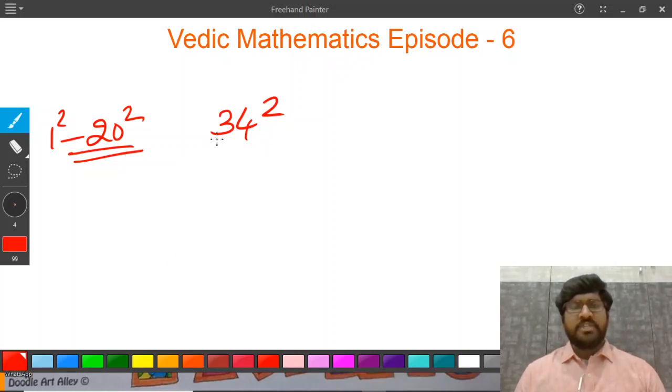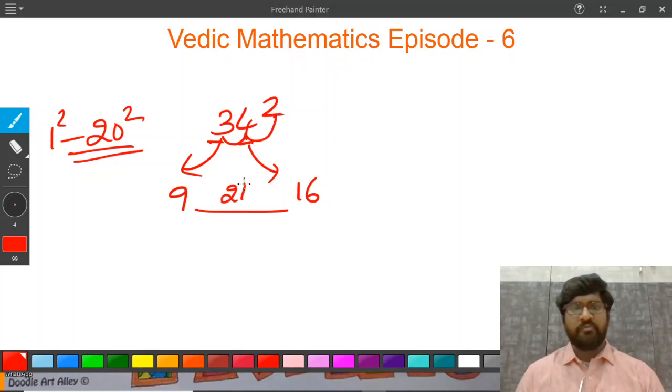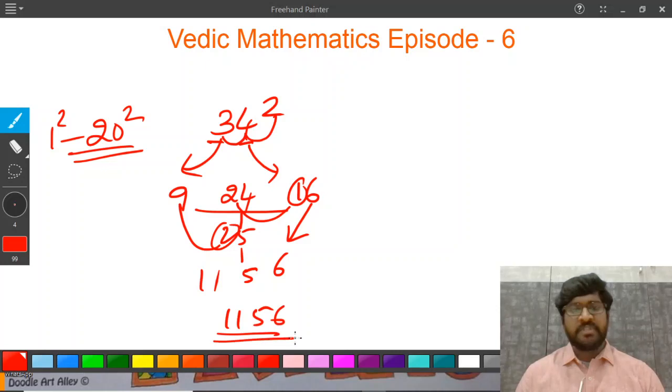Now as it is a 2-digit number, 34 square, first write 4 square which is 16, then 3 square which is 9, and in between you have to write 3 into 4, 12, multiplied by 2, 24. Now in every step you need to forward the carry to the previous. Here 6 is the units place, so we take this one carry and give it to this, so this becomes 25. Again 5 is the units place, we take here, 2 is the carry, 9 plus 2, 11. So the answer is 1156.